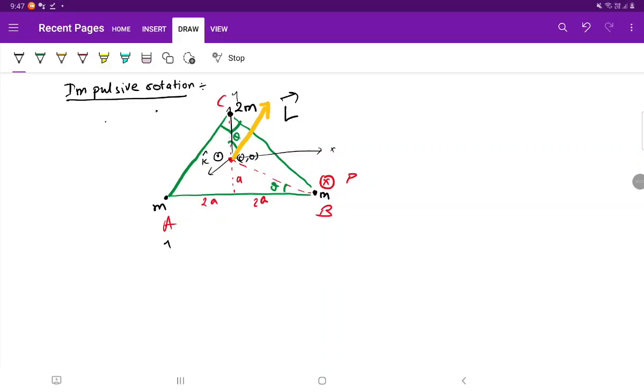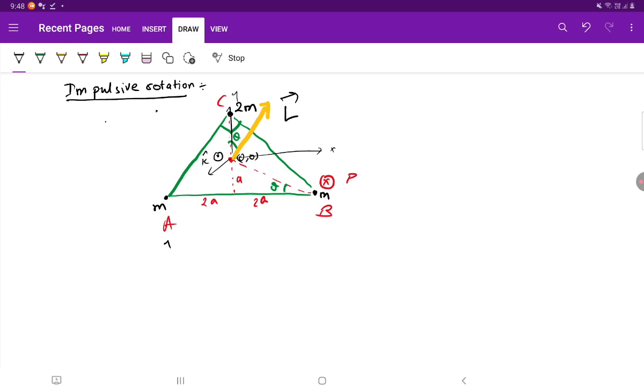Today is the second lecture of 3D rotation, and today's lecture will be devoted to problem solving. It is basically on angular impulse and angular momentum. And in this video we'll be looking at how the omega vector may not be along the direction of the L vector. Okay, so let's get started.